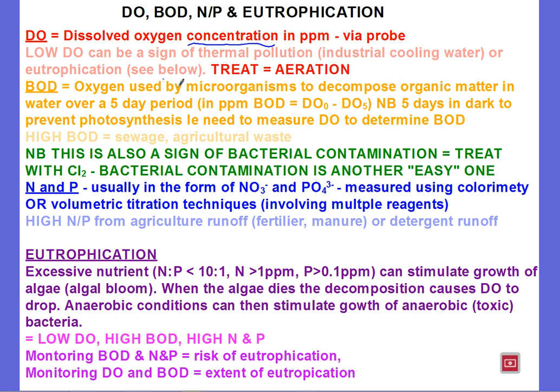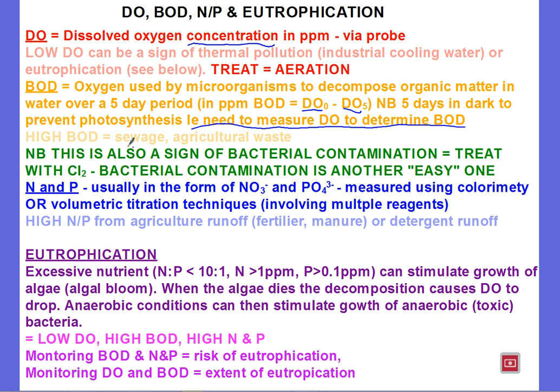BOD is the oxygen used by microorganisms to decompose organic matter in the water over a 5-day period, and it's measured in parts per million. BOD equals dissolved oxygen on day 0, take away the dissolved oxygen on day 5. You have the sample in the dark for those 5 days to stop photosynthesis occurring. Just be aware, you need to measure dissolved oxygen to determine BOD, so there's a link between DO and BOD.